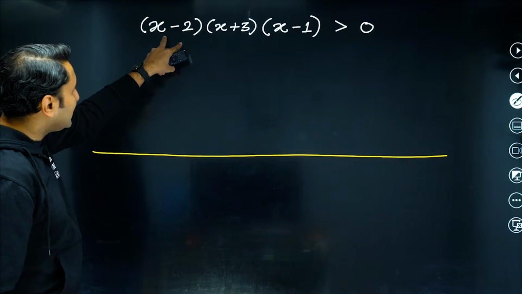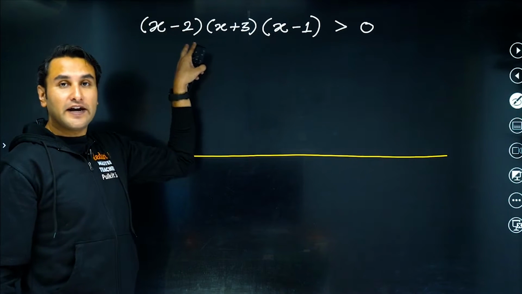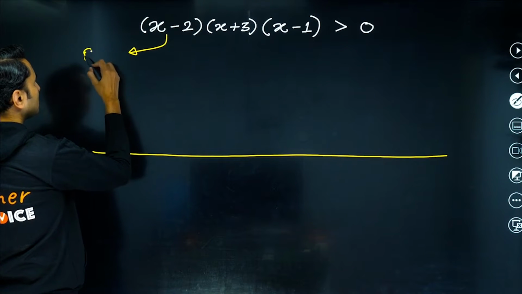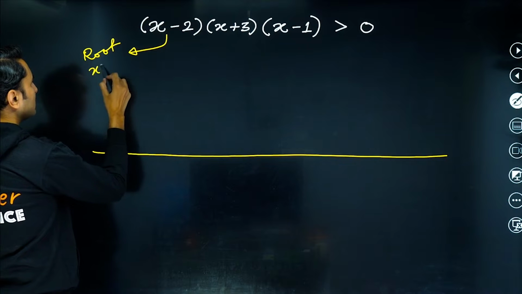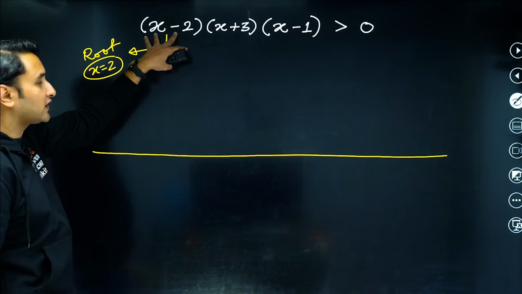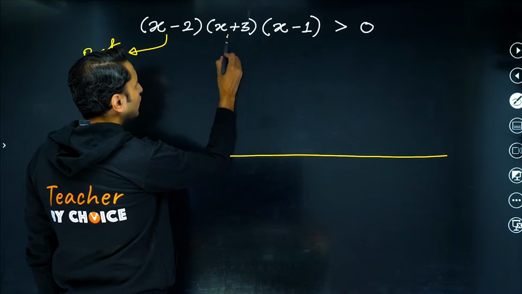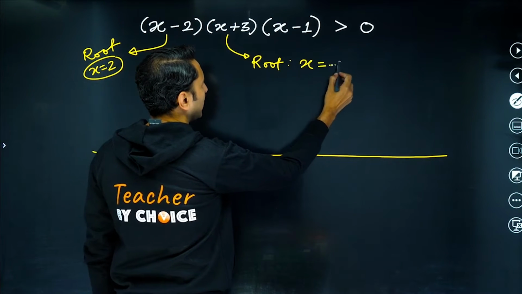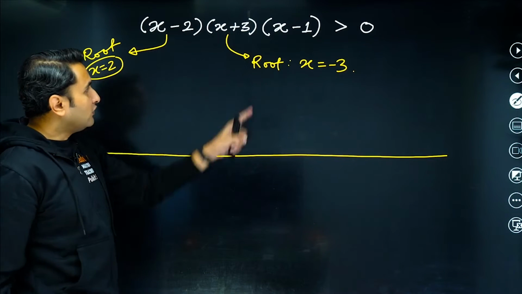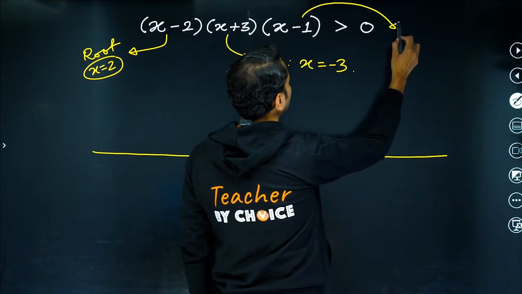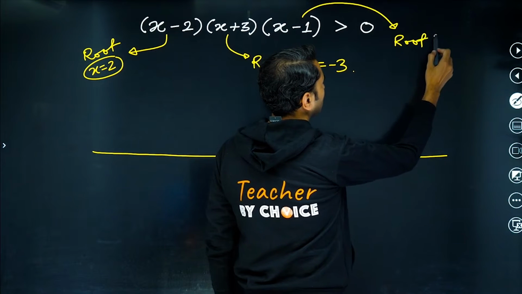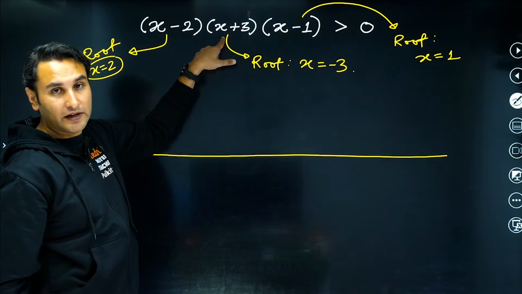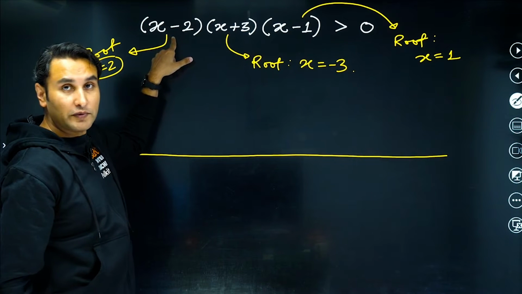Step 1, for each factor, find its root. For example, what's its root? Its root is x is equal to 2. That is what makes this factor 0, x equal to 2. What makes this factor 0? Its root is x is equal to minus 3. Agree? And what makes this factor 0? Its root is x is equal to 1. Right? X equal to 1 makes this 0, x equal to minus 3 makes this 0, x equal to 2 makes this 0.